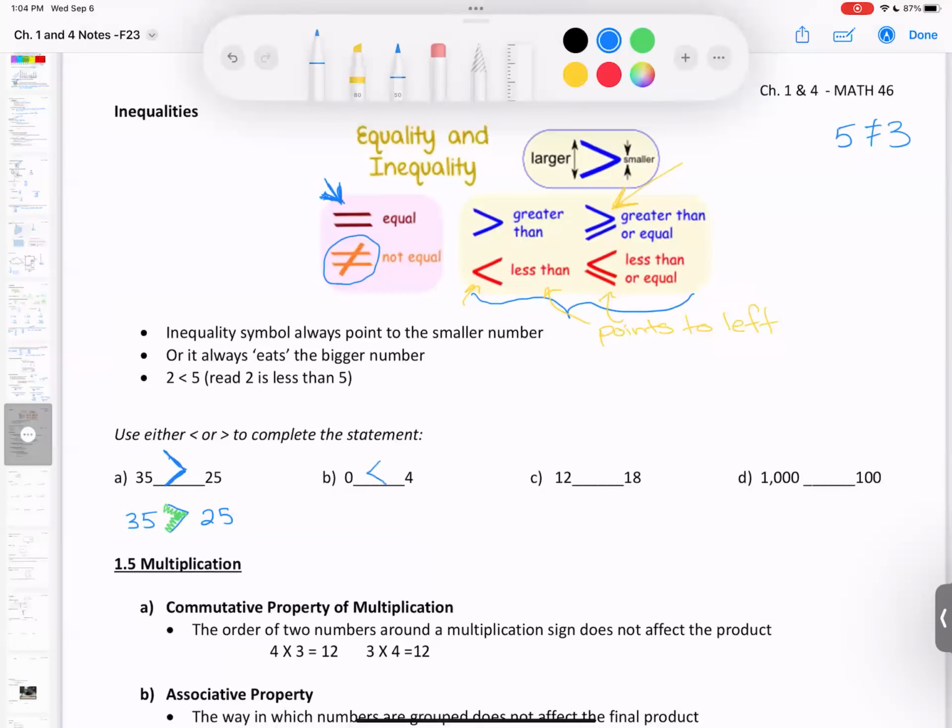Go ahead and try those next two on your own. Click pause. All right, so we've got 12 and 18. So if we point to the larger number, that 18, we would read that as 12 is less than 18. And last one, we want to eat the 1,000 here because it's the bigger number. So we've got 1,000 is greater than 100.